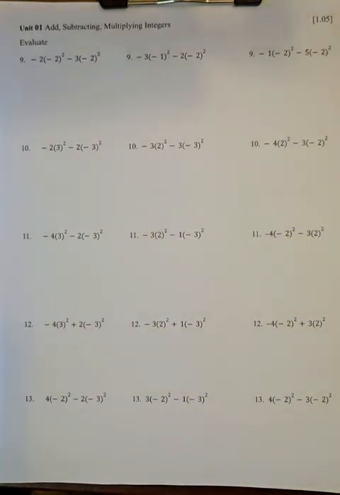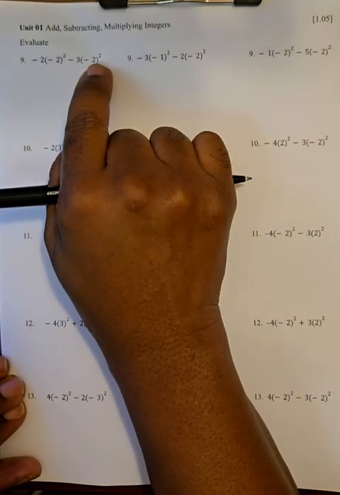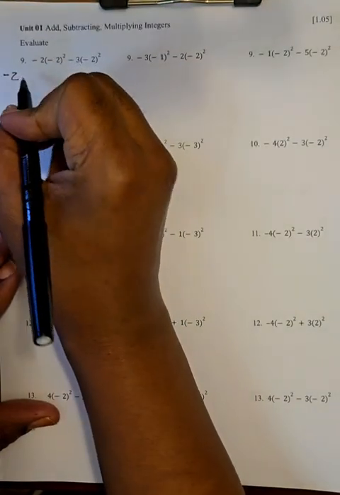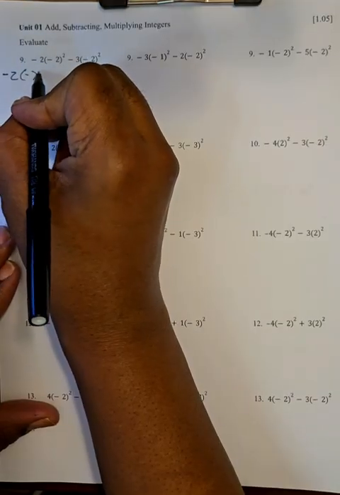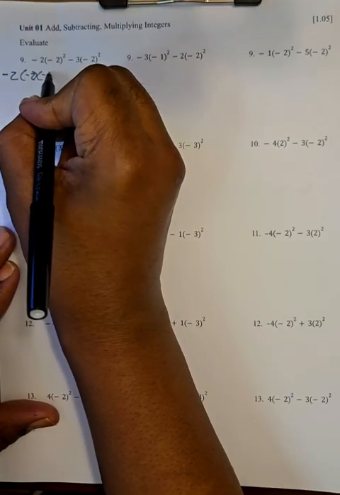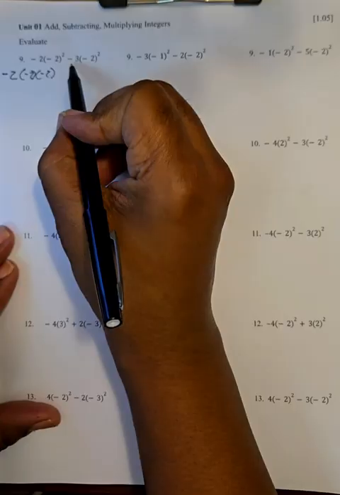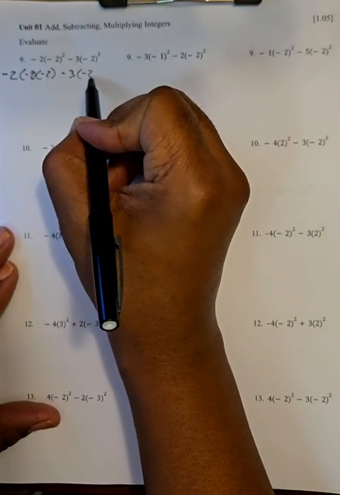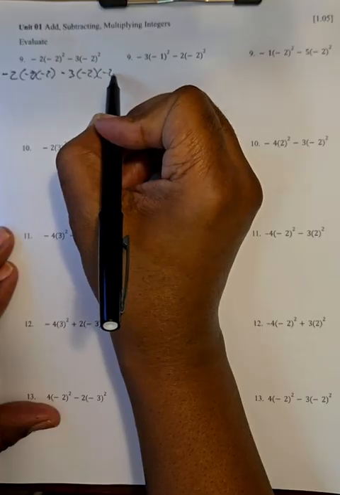Okay, we're going to evaluate these expressions. First, I want to expand these exponentials here. So this will be a negative 2. And then we expand this into a negative 2 times negative 2. This next will be negative 3. Then we expand this negative 2 into a negative 2 times negative 2.